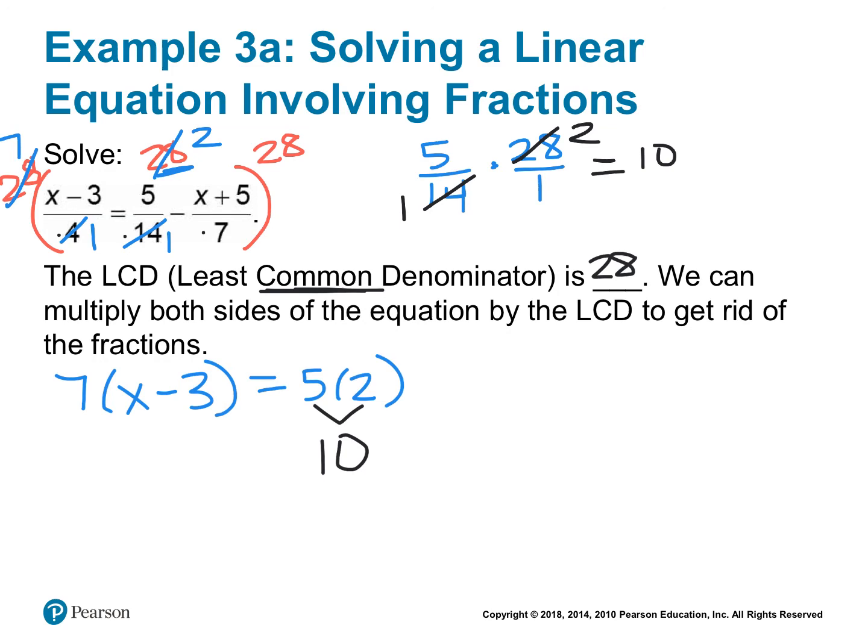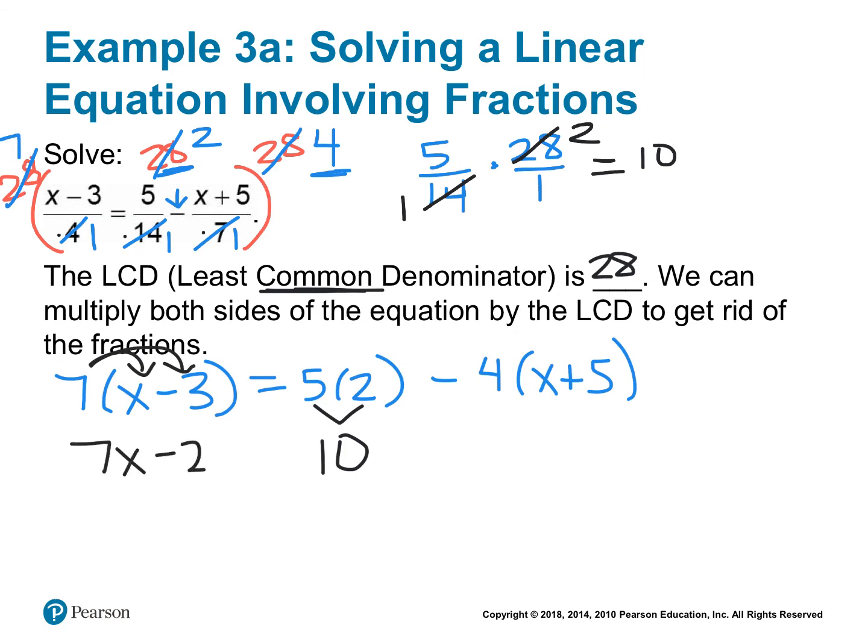Okay, then our last amount, I have a 28 on top and a 7 on the bottom. I can divide both of those to reduce down to a 4 and a 1. So now I'm left with, now don't forget this subtraction sign here, I have a 4 times my x plus 5. And now we can start simplifying. So if I distribute, that's 7x minus 21.